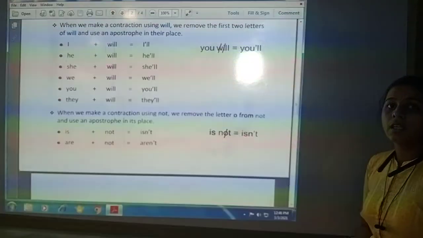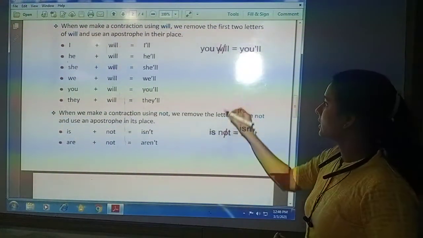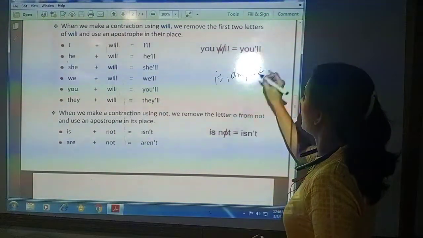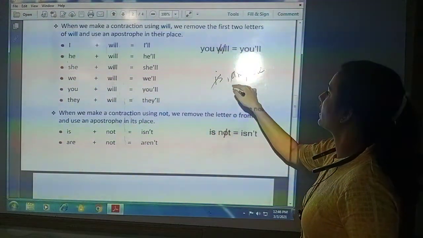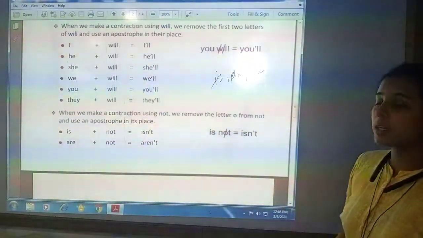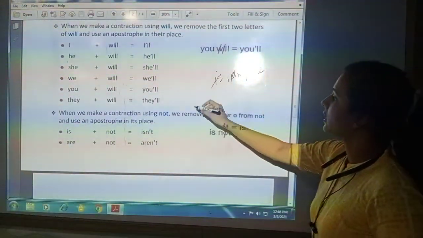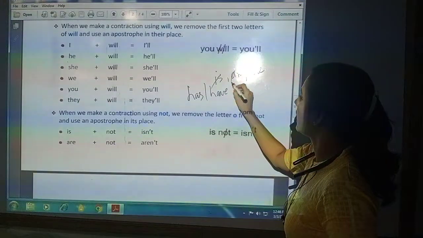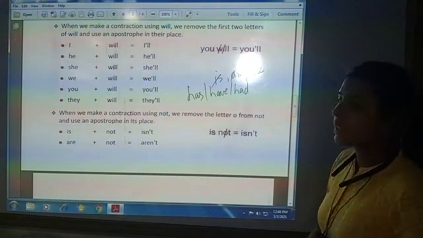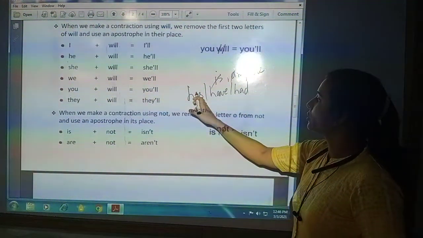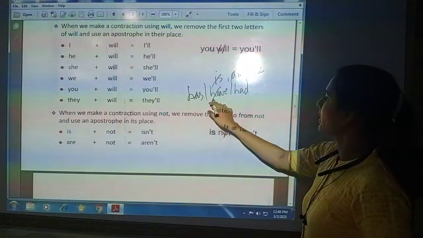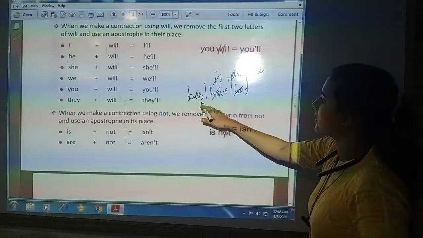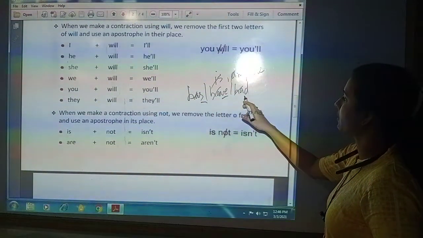Next is, now we have done is, am, are. In that we saw the first letter is removed. Next is has, have and had. In that we saw first two initial letters have been removed. And the last letter was kept.